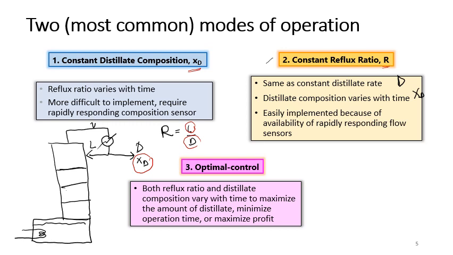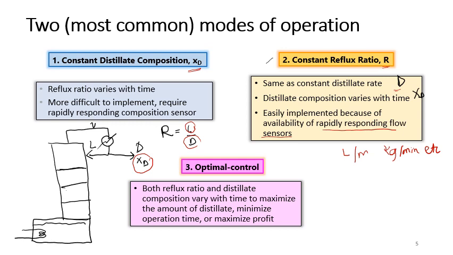And it's easier to implement a constant reflux ratio R or constant D because of the availability of rapidly responding flow sensors, because flow sensors are not really complicated. You just sense or monitor what's the flow rate of L, what is the flow rate of D, let's say in liters per minute or kg per minute, and so on. So that's why constant R or constant D is more easily implemented compared to constant XD.